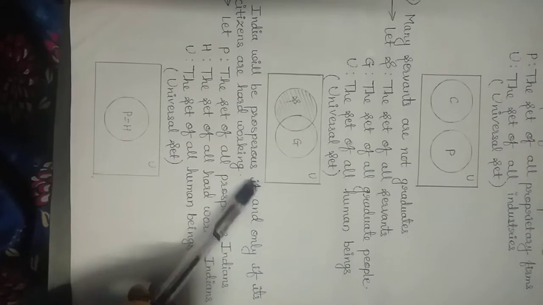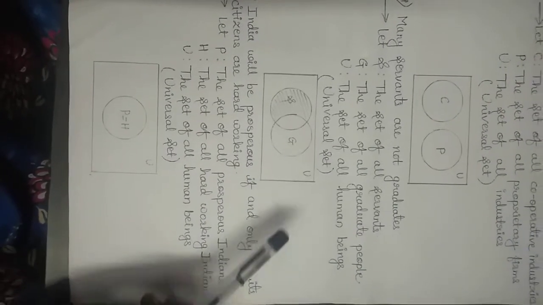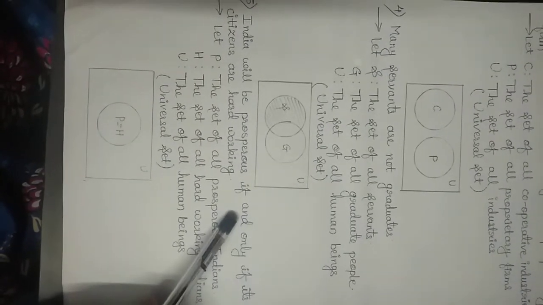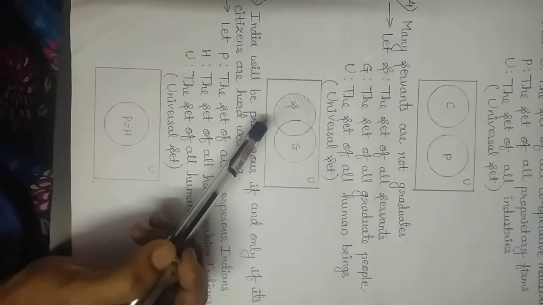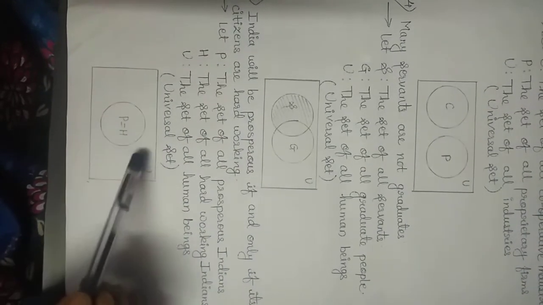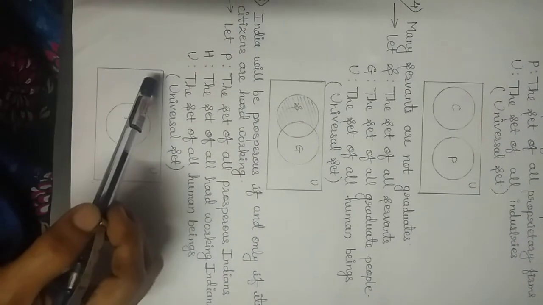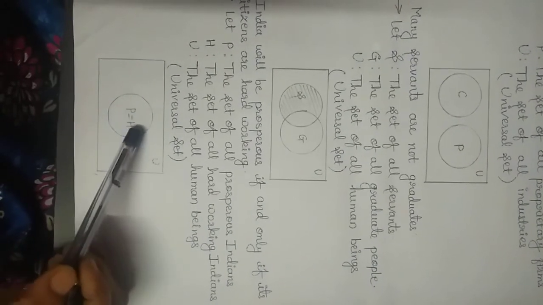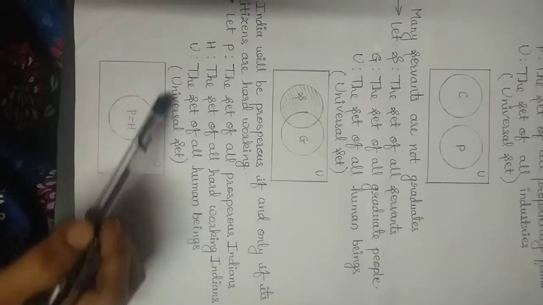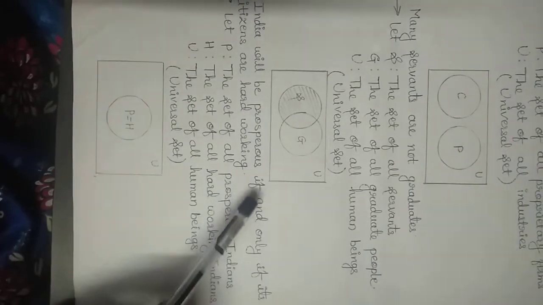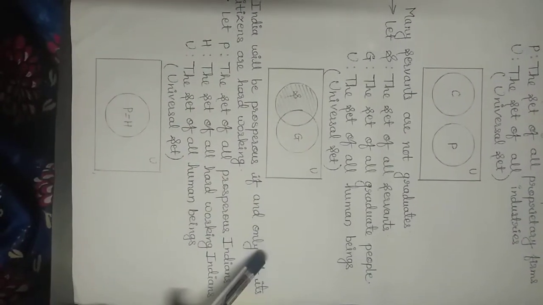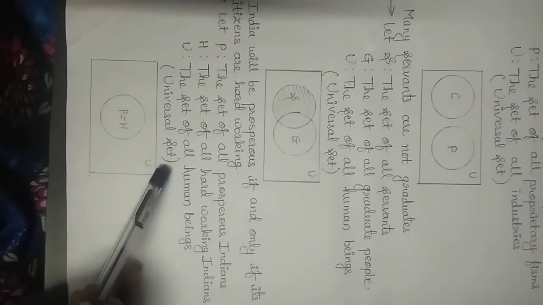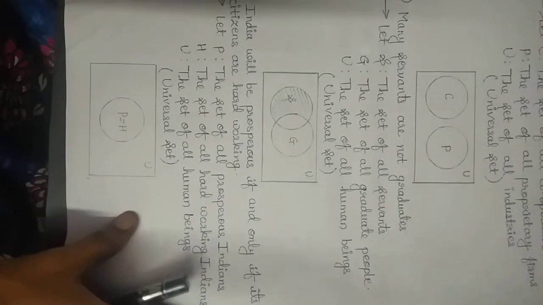Since "if and only if" is given, we know that the first statement implies the second statement and the second statement implies the first statement. That means here we consider only one circle, where all the prosperous Indians equal the hardworking Indians. So this will be the diagram when the logical connective "if and only if" is present. And obviously this rectangular box is nothing but the set of all human beings, that is the universal set.